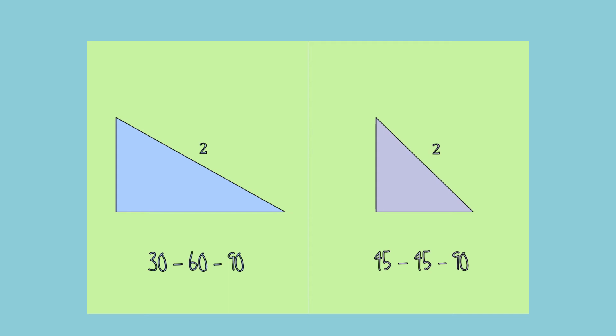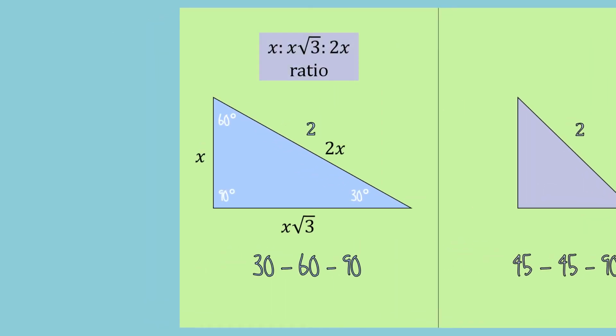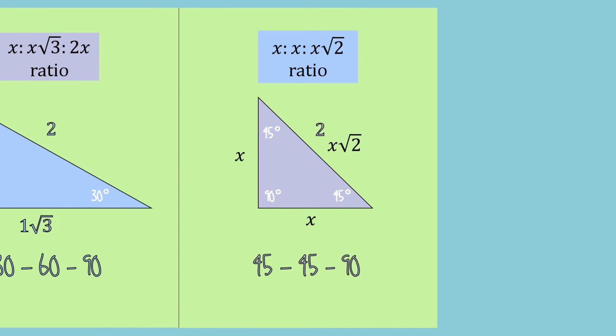If we use the side relationship x is to x square root of 3 is to 2x for the 30-60-90 triangle, we find that the missing sides are 1 and square root of 3, opposite to 30 and 60 degrees respectively. If we use the side relationship x is to x square root of 2 for the 45-45-90 triangle, we find that the missing sides are both equal to square root of 2.